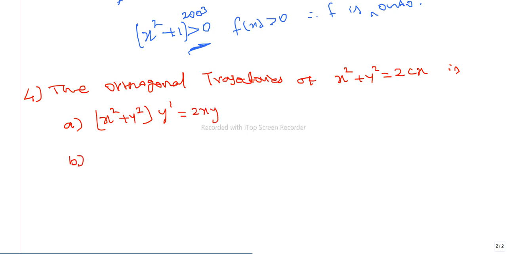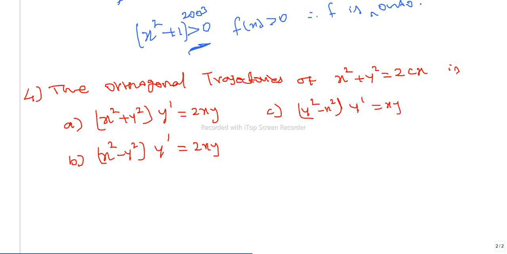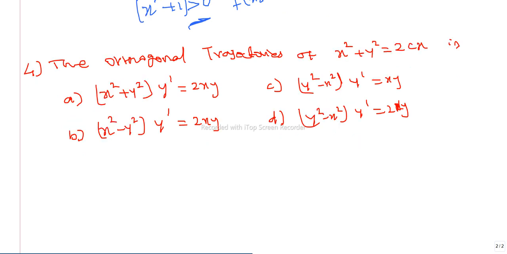Then option b: x square minus y square times y dash equal to 2xy. Then the third option is y square minus x square times y dash equal to xy. And the last option: y square minus x square times y dash equal to 2xy. So, which of the following is the orthogonal trajectory family for this one?